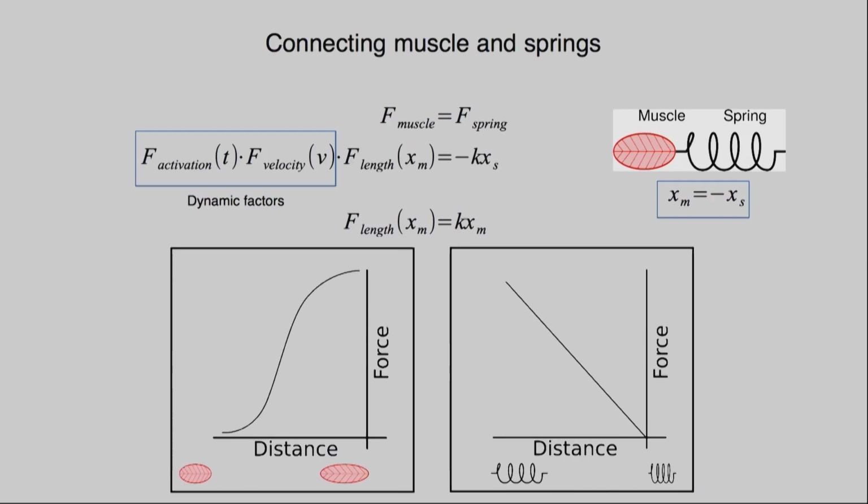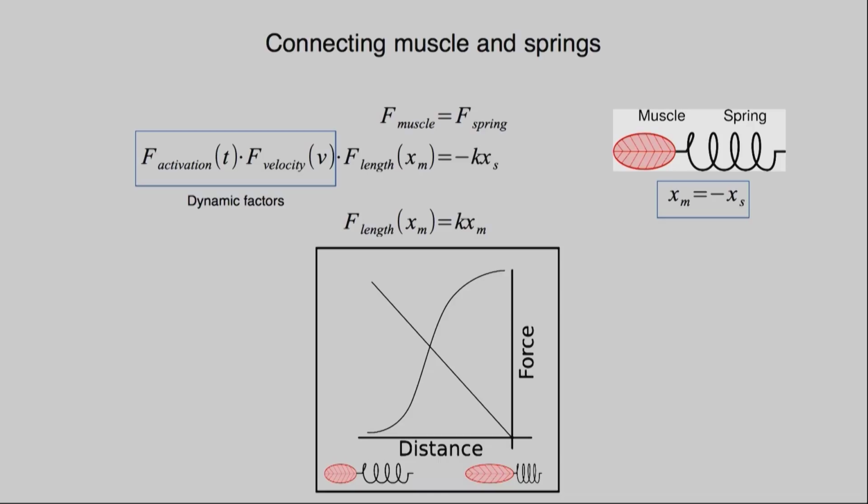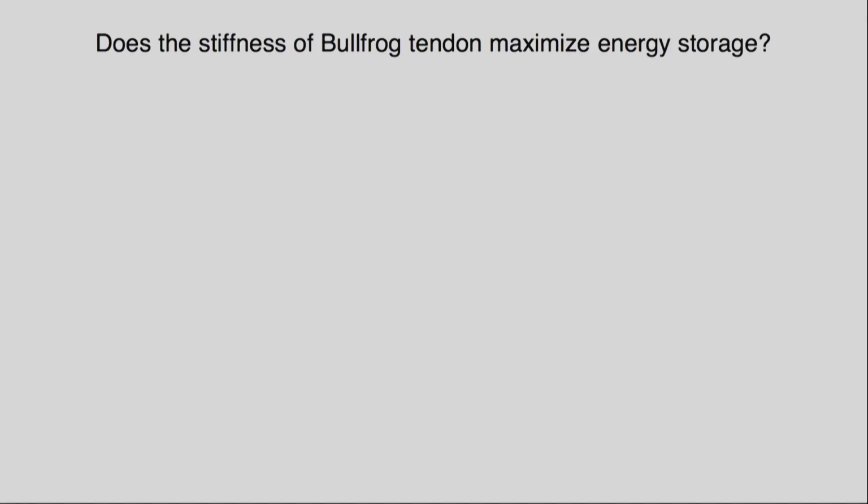And so if we overlay these two, we can get a sense of the farthest distance the system can stretch and the force at that distance. And that's really all we need to solve for the elastic stored energy, which is equivalent to the area under this line. Right. So what did we do with this model?